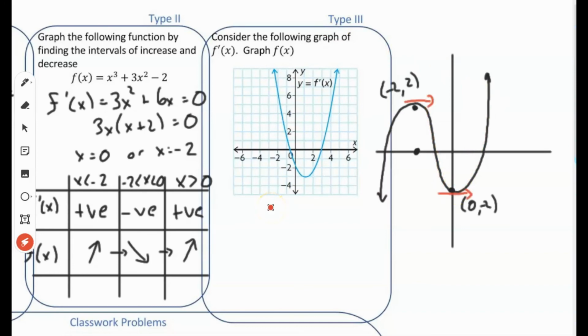So the last question says, consider the following graph of f prime of x. So this is the derivative of a function, and it wants us to somehow graph the original function. So let me create some axes here. Now a couple things we know. We know that here and here, the derivative is 0. If the derivative is 0 at those points, then we're going to get a horizontal tangent at those points on our original function. So this is right before 0, so somewhere here.